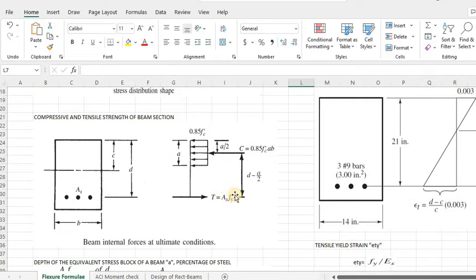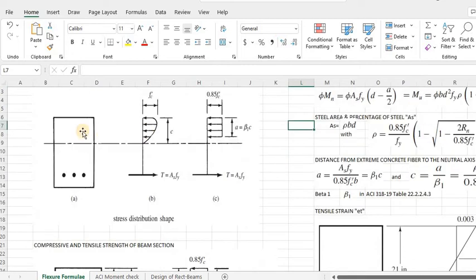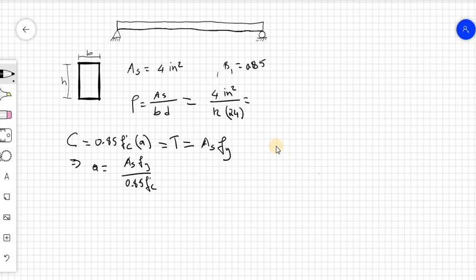And in the tension side, it's the area of the reinforcement, As, times the yield strength, fy. So for this to be at equilibrium, this tensile force has to be equal to the compressive side, right? So we end up having this formula here, C, which is this times b, equals to this.